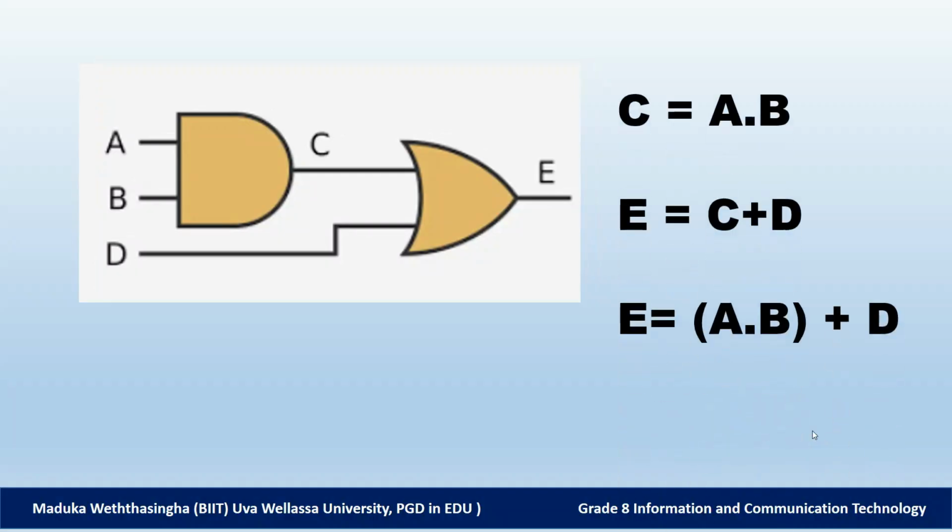So here C equals A dot B because there is an AND gate, then E equals C plus D because it's an OR gate. Then finally we can replace C and D using A and B. So we can replace C as A dot B and D will remain. So the final output is E equals A dot B plus D.